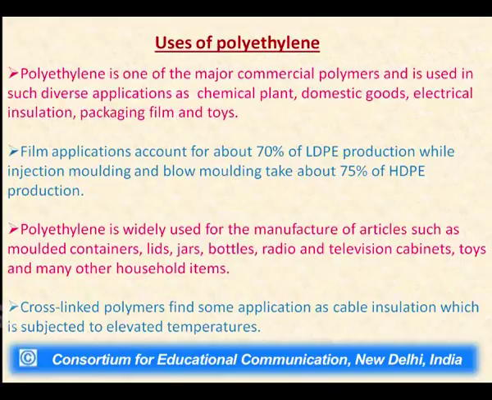Then comes the application or uses of polyethylene. Polyethylene is one of the major commercial polymers and is used in such diverse applications as chemical plant, domestic goods, electrical insulation, packaging films and toys, etc. Film application accounts for about 70% of the low density polyethylene production, while injection molding and blow molding take about 75% of the high density polyethylene production.